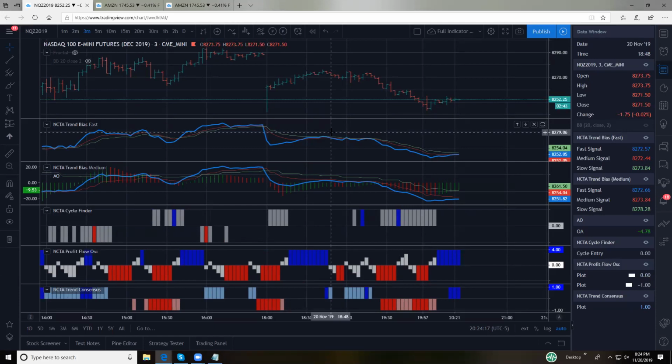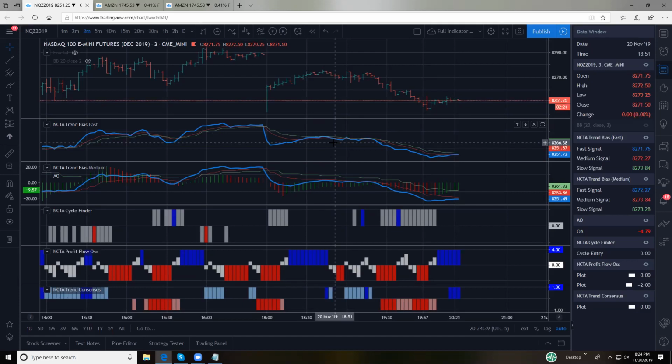Then at 1848, we see both trend biases are crossed down, but we still have a green AO. So we know that we're watching our countdown clock over here. And when we see the countdown clock coming close to the end of that current bar, because we already know the trend biases are down, the minute we see the red AO come on at the top of the next bar, we're short.